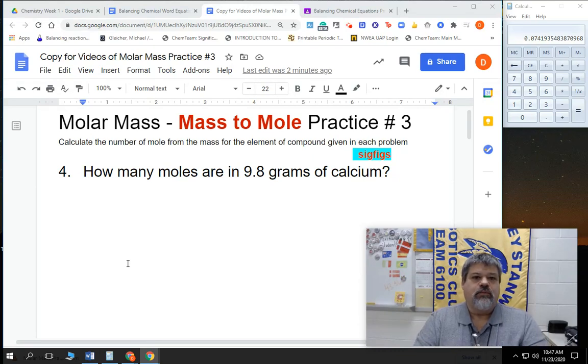Hey everyone, welcome to Molar Mass Practice Sheet number 3, problem number 4. So we're going to go ahead and read the problem. It says how many moles are in 9.8 grams of calcium.